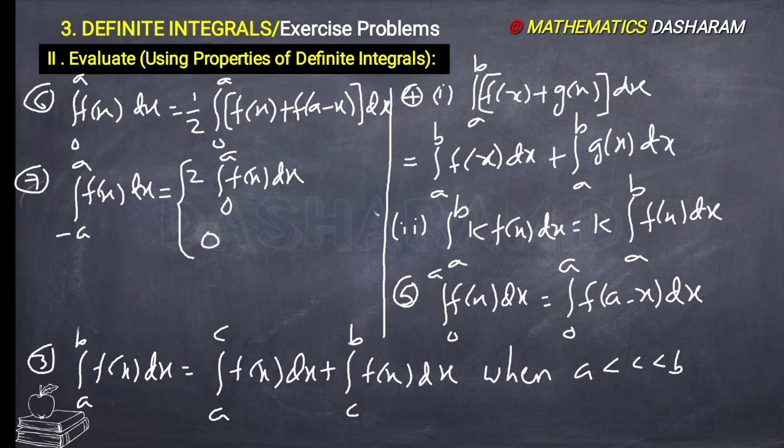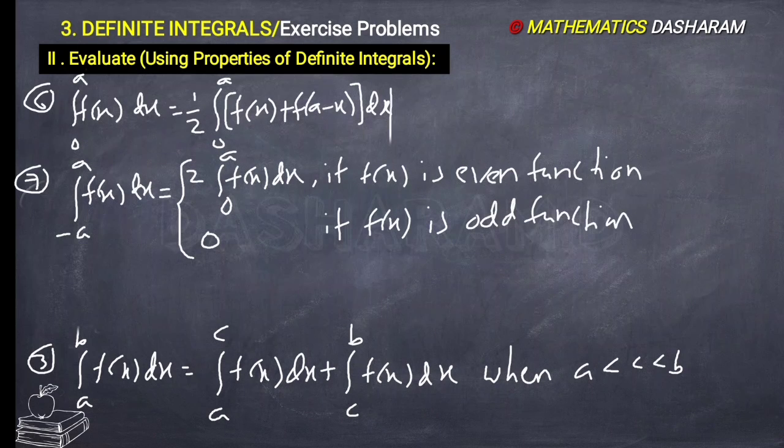Next, one more result, that is 0. When is it 0? If f of x is an odd function, meaning f of minus x equals minus f of x, then f of x is an odd function.